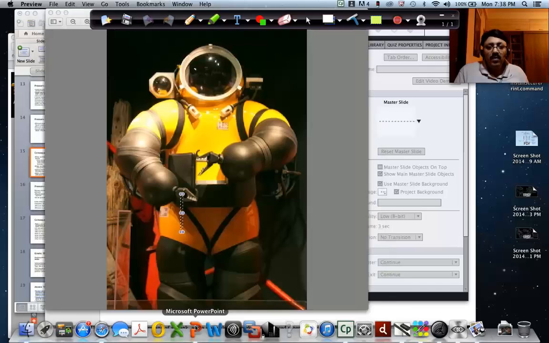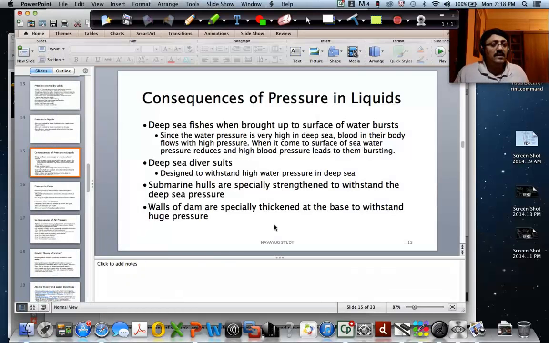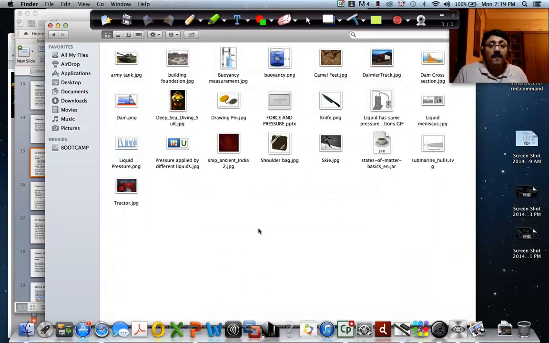Got it? Okay. Then submarine hulls. You know what submarines are, right? Submarines are ships which dive into the sea and go to the bottom or the depths of the sea. They are usually used by the Navy, so nobody will see the submarine because it's down below. Even submarines have to be built to take that pressure, because as they go deeper, if the submarine is not strong enough, it will be crushed.